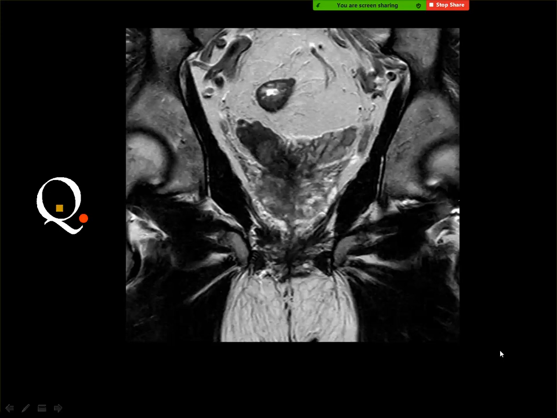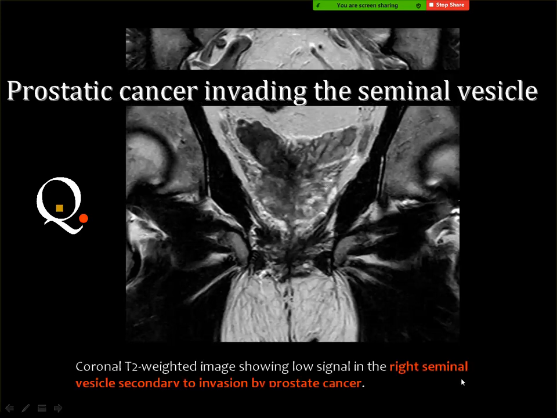Seminal vesicle invasion. Why? Loss of the hyperintense signal, the right one. Invasion by prostatic carcinoma. And this is prostatic cancer. You see this low signal lesion in the right side of the prostate, which is inseparable from the seminal vesicle. And the seminal vesicle is dark, similar to the tumor, with loss of the normal bright signal of the fluid inside the seminal vesicle.